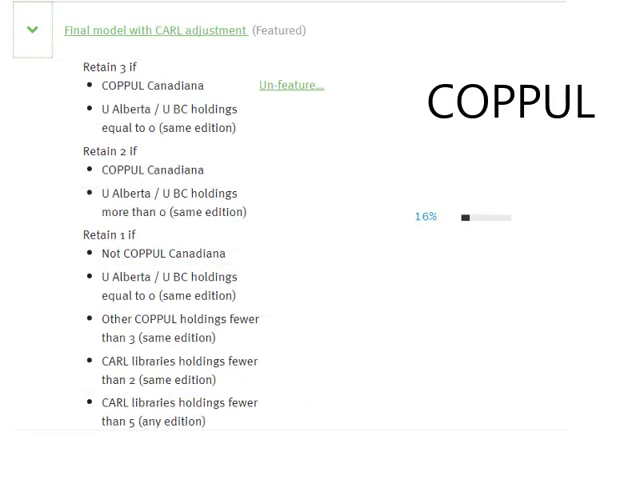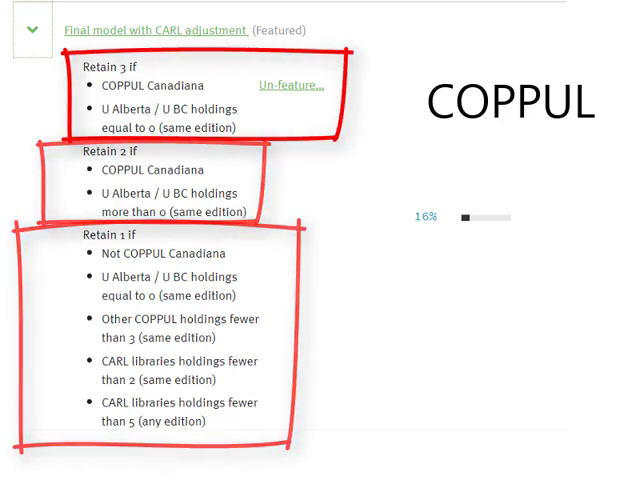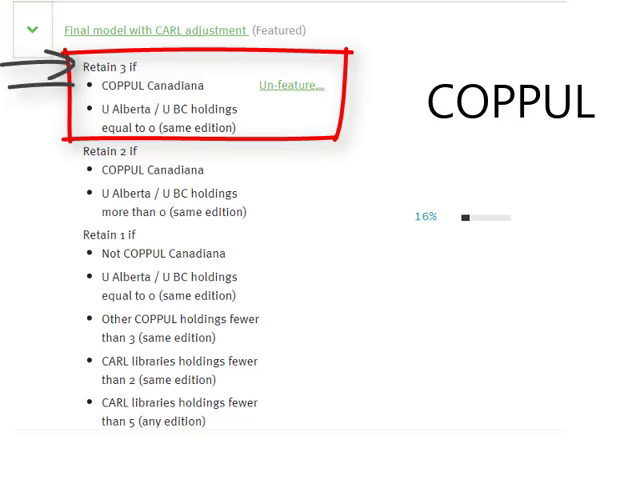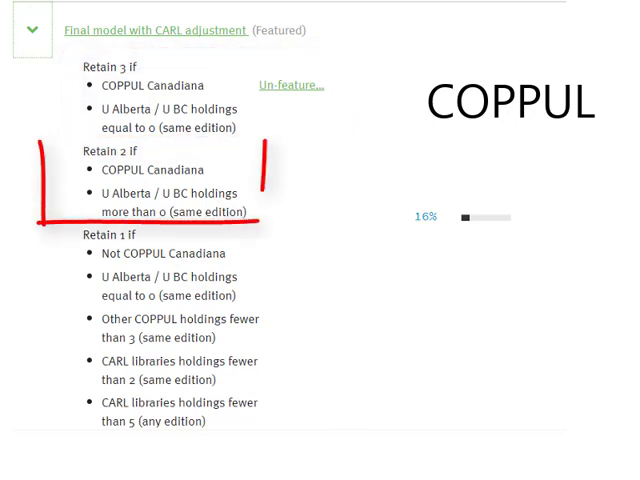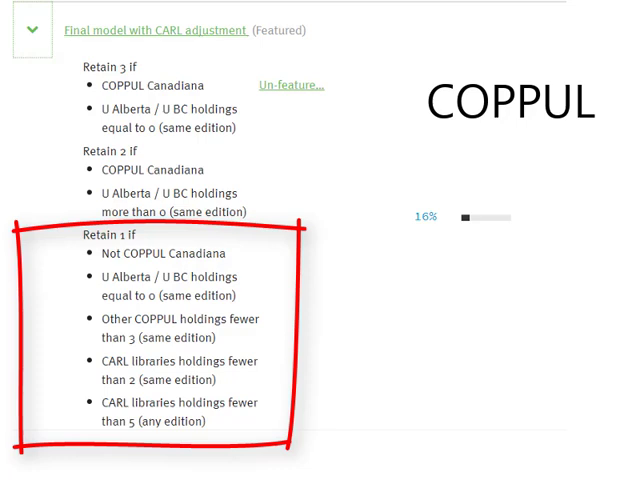Above all else, the 10 Copal libraries sought to protect resources they defined as Canadiana. Their retention model was comprised of 3 rules. The first rule says to retain 3 copies of titles flagged as Canadiana if they're not held at the University of Alberta or at the University of British Columbia. The second rule is to retain just 2 copies of titles flagged as Canadiana if they are held by U Alberta or UBC.